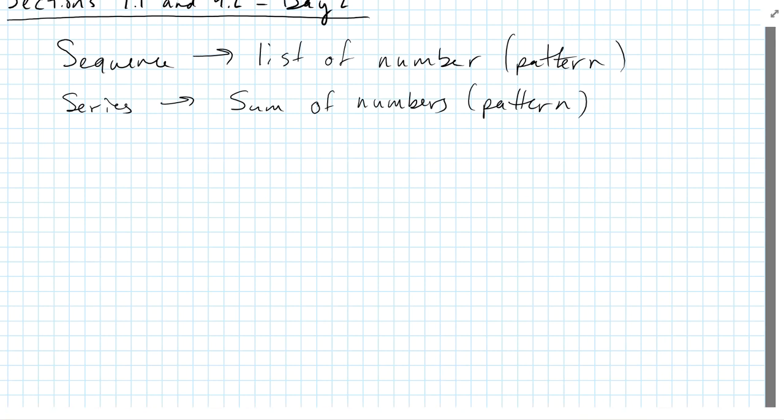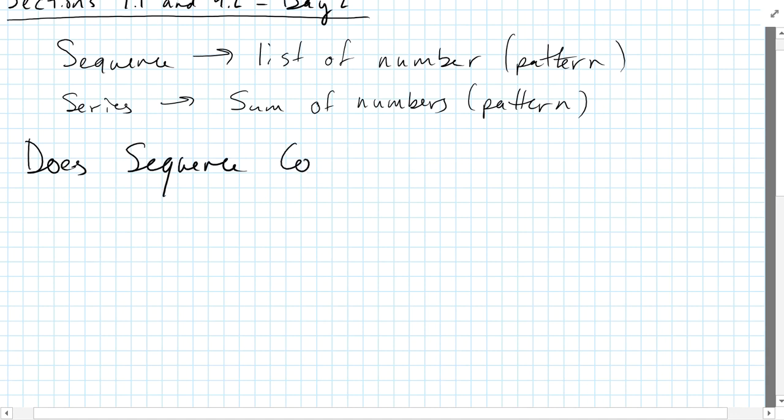Alright, so where we got to on the last lesson, we were talking about how with oscillating behavior, sometimes it would converge and sometimes it would diverge. Well, that's the next step. If we look at any pattern, can we decide if that list of numbers is going to converge or diverge? So our next step is: does a sequence converge or diverge?